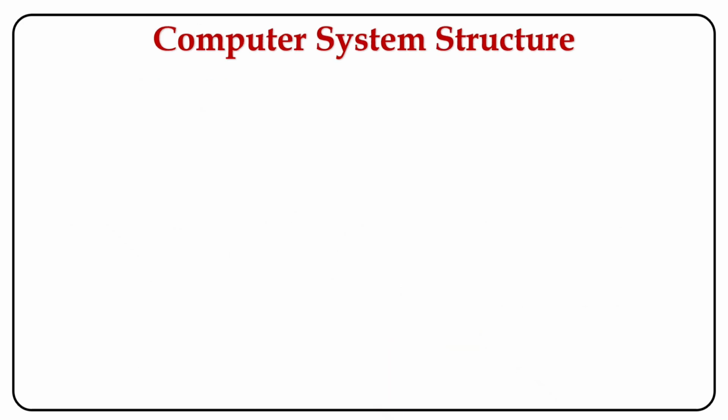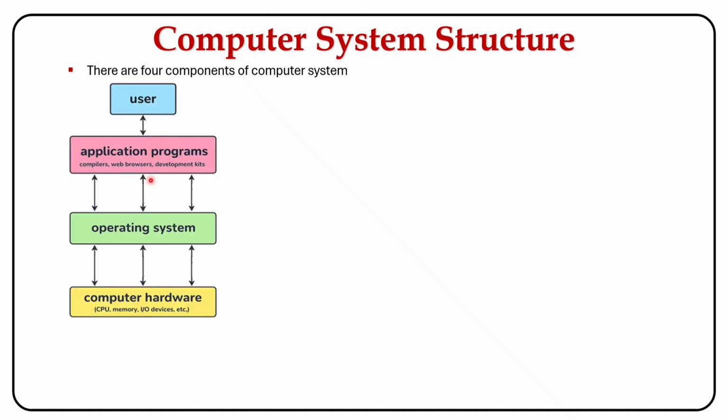Next, we can learn about computer system structures. Computer system structure is made up of four major components of a computer system. They work together to perform tasks that we do on a computer. Let's understand each component one by one. The first component is the user. The user is a person who operates the computer.